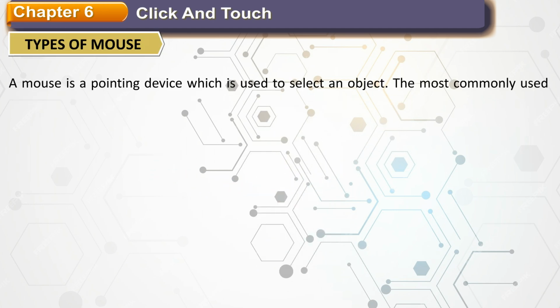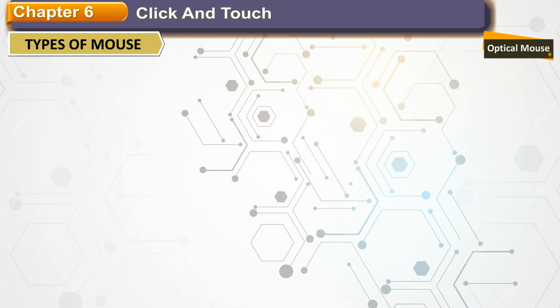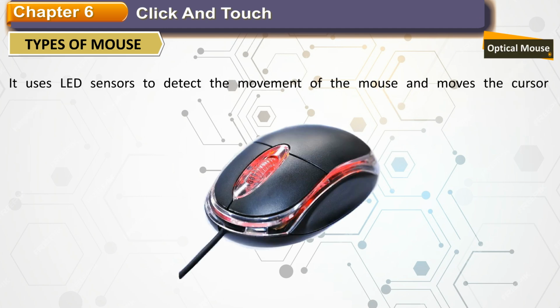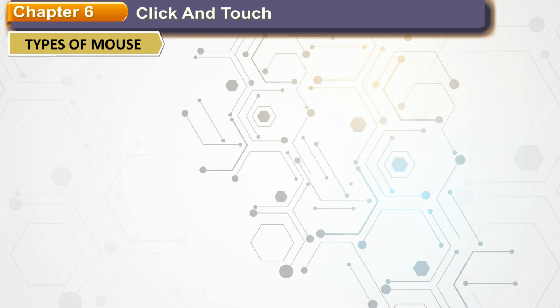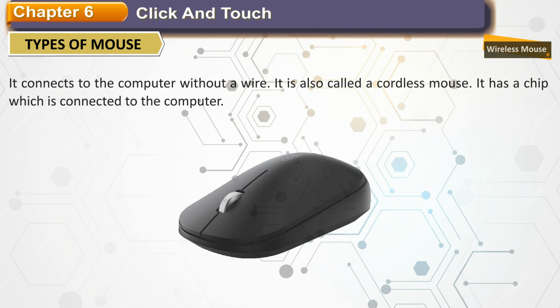A mouse is a pointing device which is used to select an object. The most commonly used mouse has two buttons and a scroll wheel in the middle. There are some more types of mouse. Optical mouse. It uses LED sensors to detect the movement of the mouse and moves the cursor accordingly. Wireless mouse. It connects to the computer without a wire. It is also called a cordless mouse.